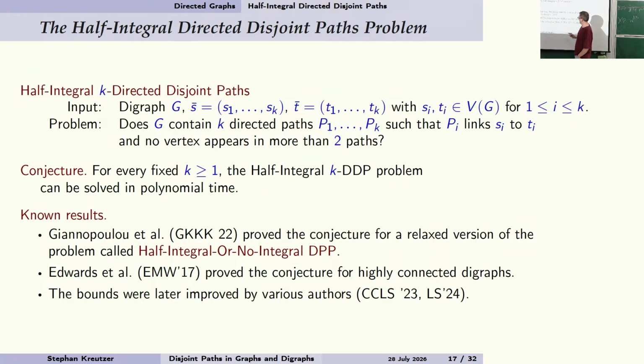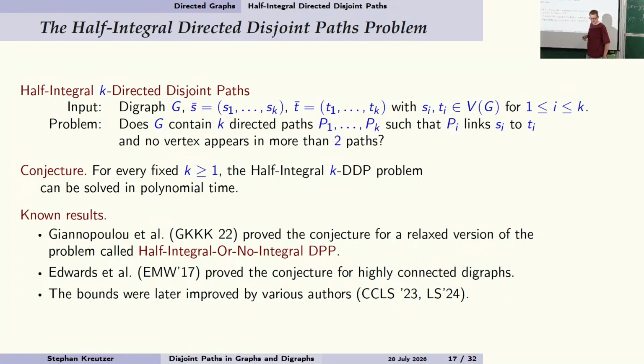Okay? And for this problem, we can prove a polynomial time algorithm for every fixed k. Then for the half-integral disjoint path problem, there are efforts where they prove this conjecture, but in the restriction that they had to assume that their input directed graphs are very highly strongly connected.